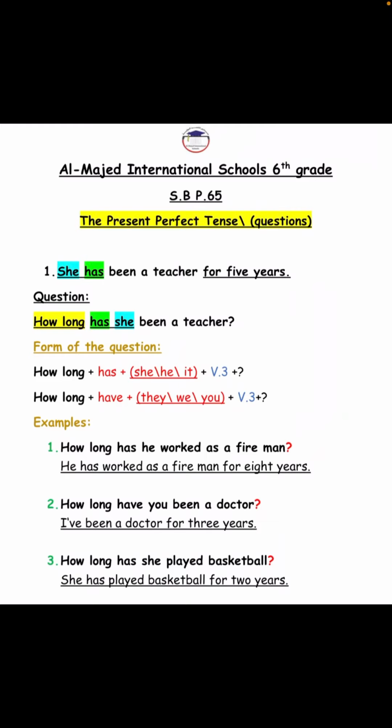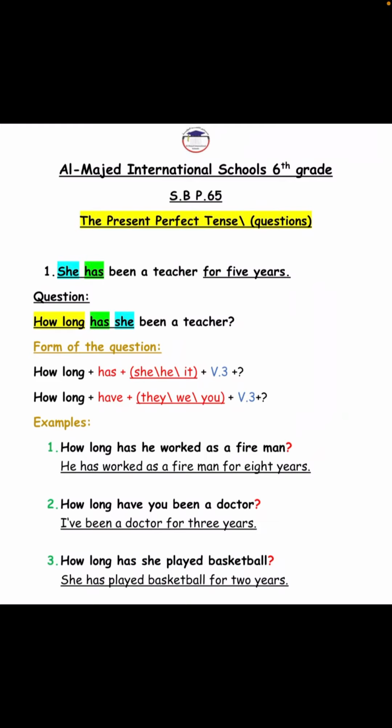The form of the question يا سادس. يلا look at the form of the question. How long plus has plus singular subject he, she, it plus verb 3. يعني مع singular subject we use has. عندي how long plus have plus plural subject they, we, you plus verb 3. طبعا at the end of the question we put a question mark.